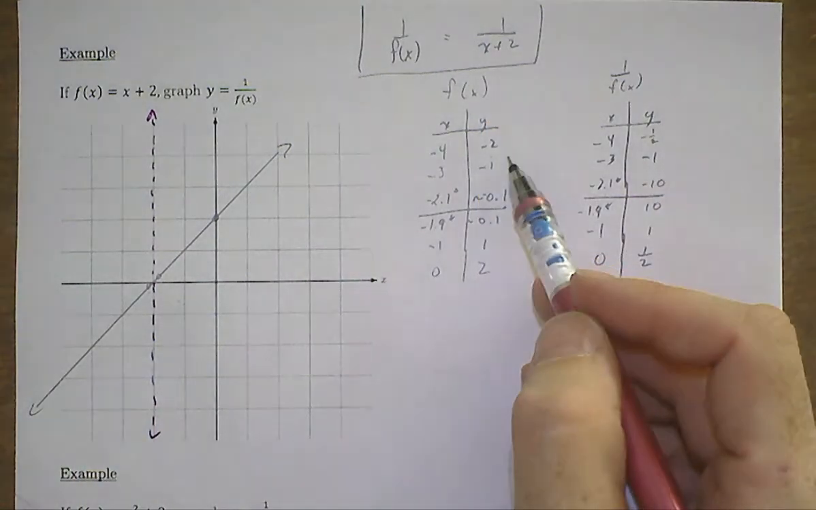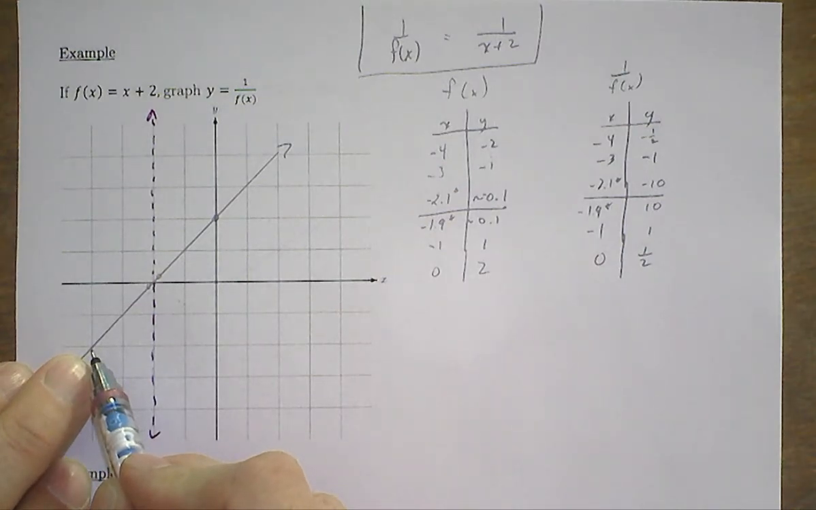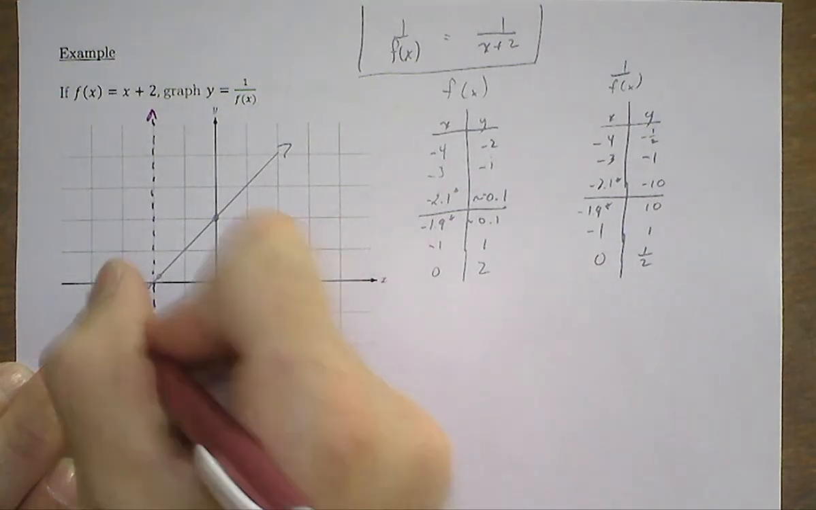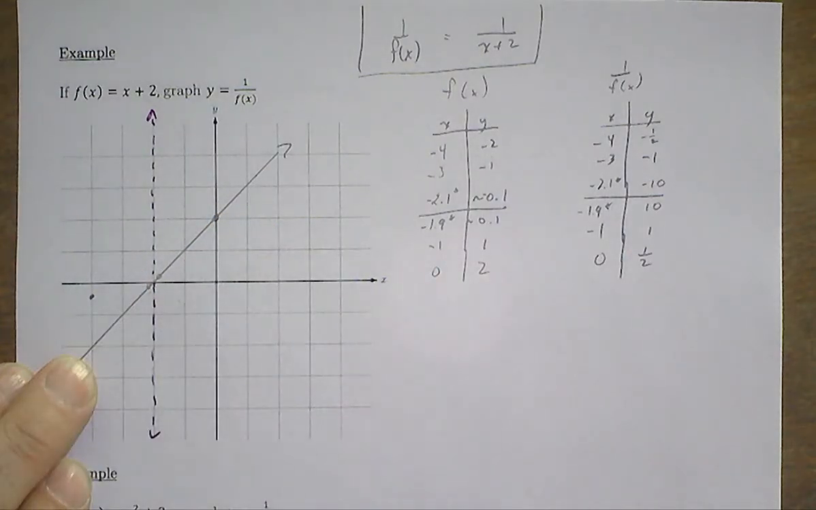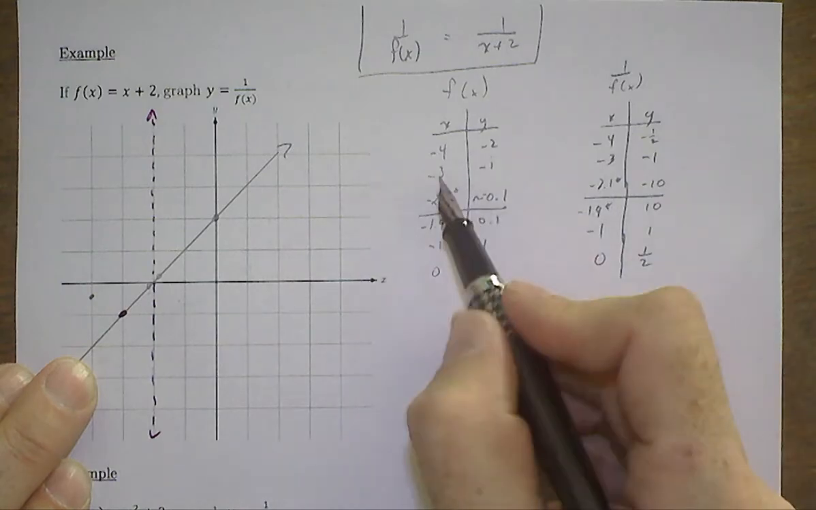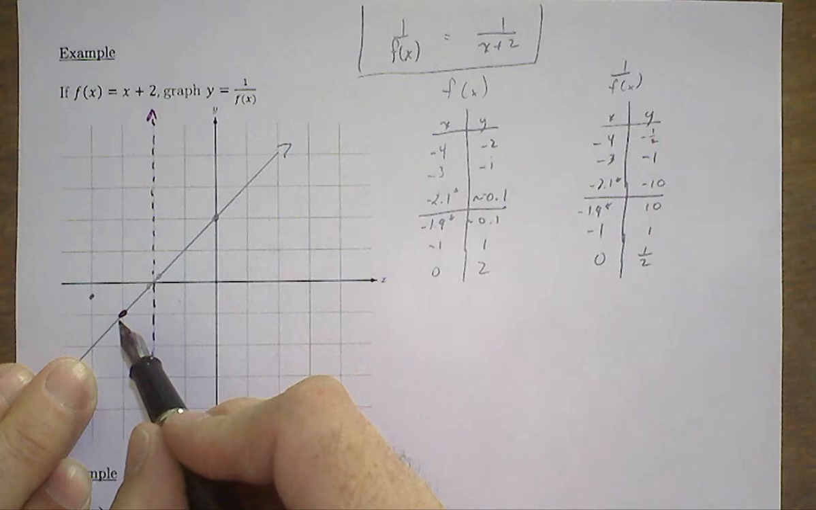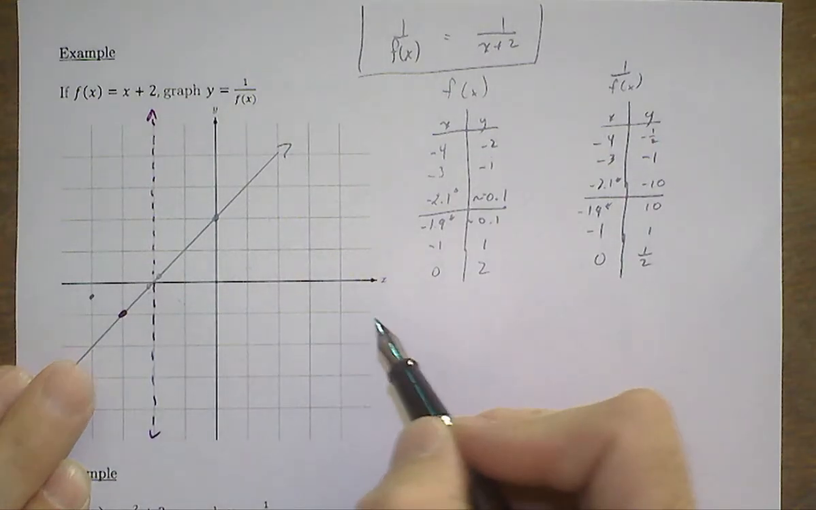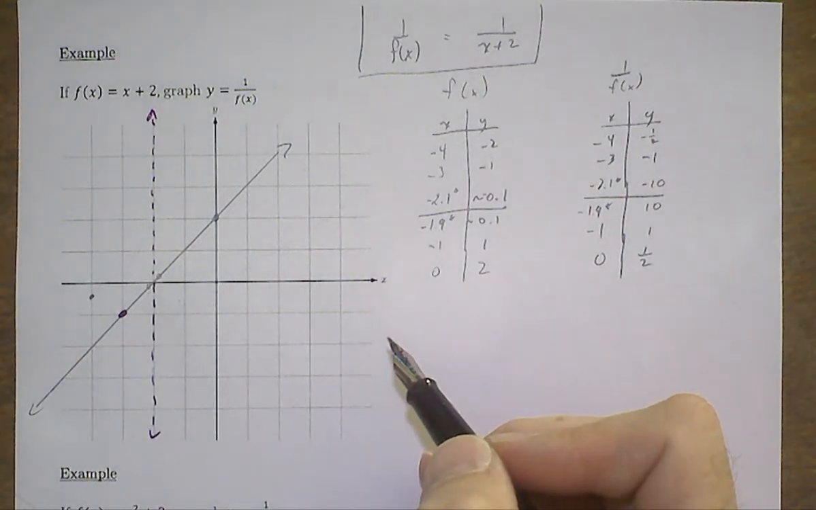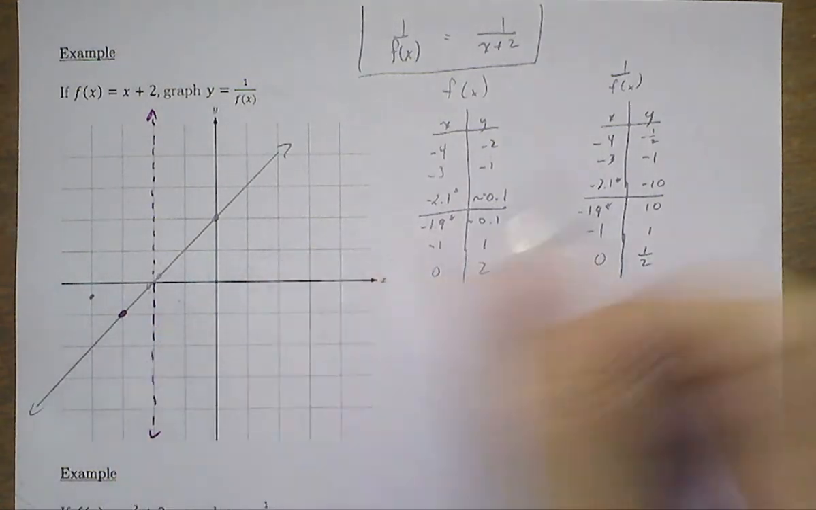Now, I can take these points. So here, this is -4, -2. When I take the reciprocal, it turns into -4, 1/2. Now, this is what is called an invariant point because my y's will stay the same, right? -3, -1 turns into -3, -1. It stayed the same. And that's going to be true for all graphs. Wherever you see your y values as -1, they're going to be common to both the graph and its reciprocal.